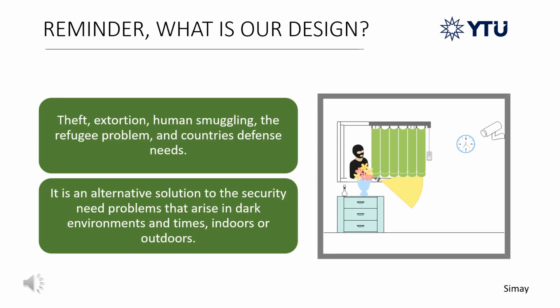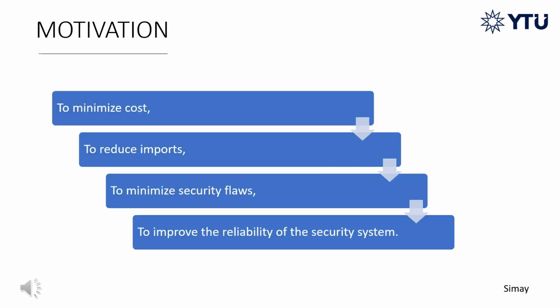The problem we addressed when starting this project was security. Crimes that take place all over the world at any time endanger everyone's safety. In our project, we aim to target light source in dark environments with light sensors. These are the motivations we had when starting to design this project. These can be listed as you can see in the slide.